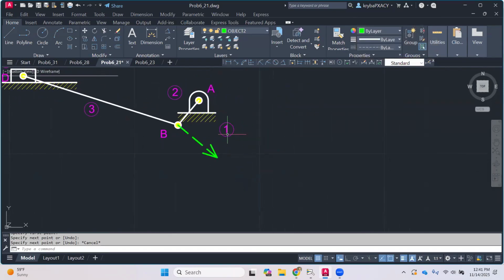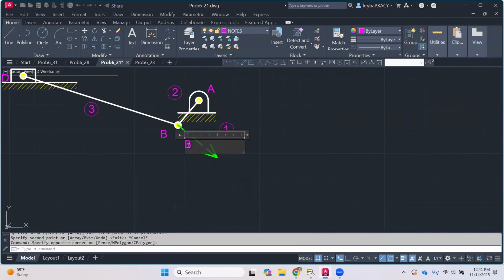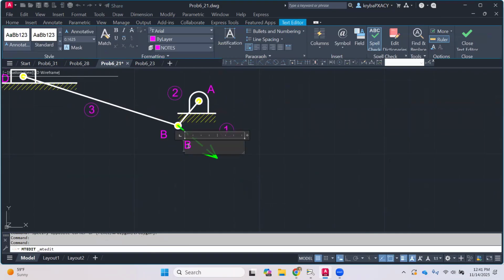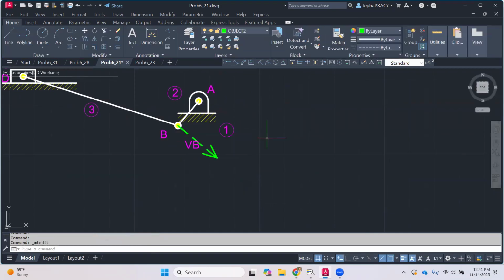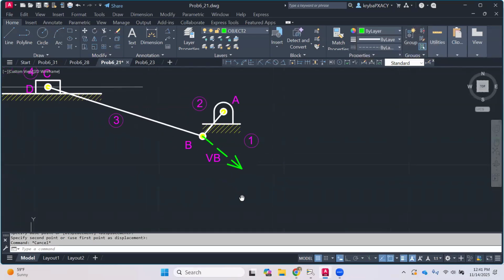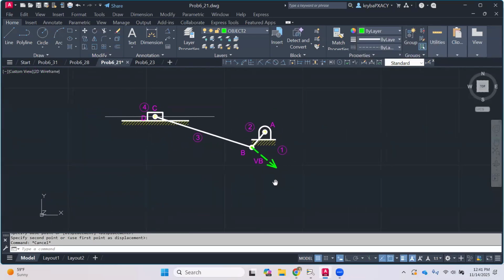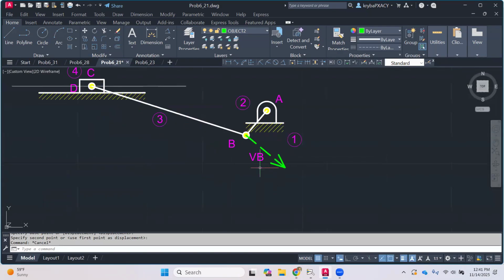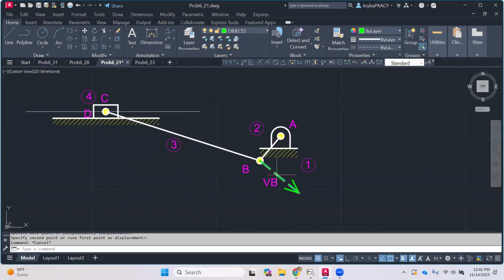I'm also going to label this velocity B, VB. There we go. Any questions so far? So this is the magnitude and direction of the velocity of B.